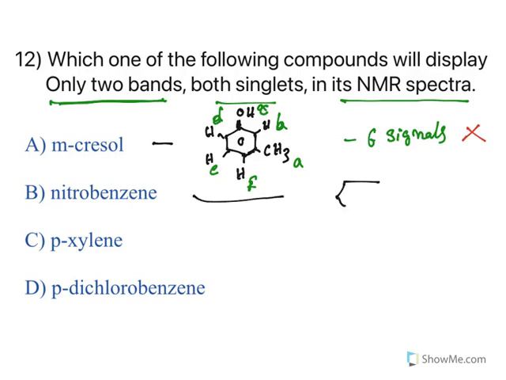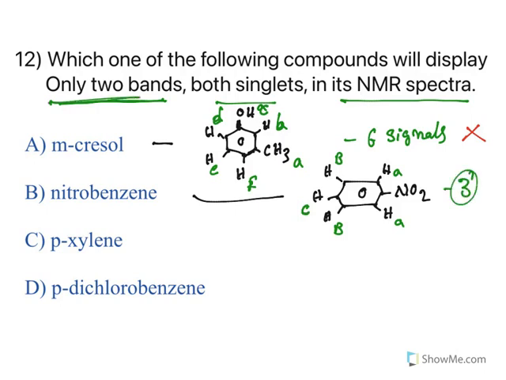Nitrobenzene. Look at this. This is a nitro group. Now, see, all here you have protons are there. Now we need to figure out how many signals we are going to get. Now look at them. See, these 2 are similar kind because they are adjacent to the nitro group, and these 2 are similar one. But this para one is a different one. So how many signals do you get? 3 signals. What is the question about? Only 2 bands, 2 signals. No, this is also ruled out. Well, let us see about the other one.